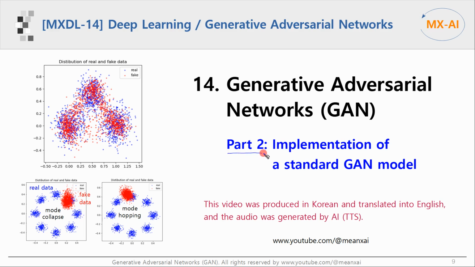This is part 2 of a series on generative adversarial networks. In this video, we will implement a standard GAN model. This video was produced in Korean and translated into English. My voice is generated by AI, text-to-speech.